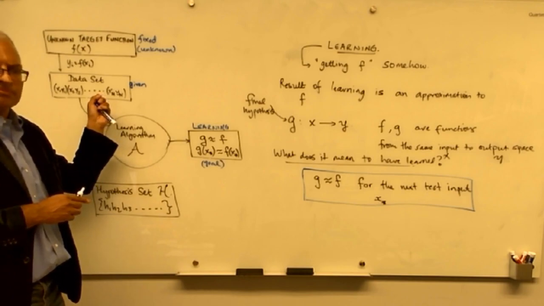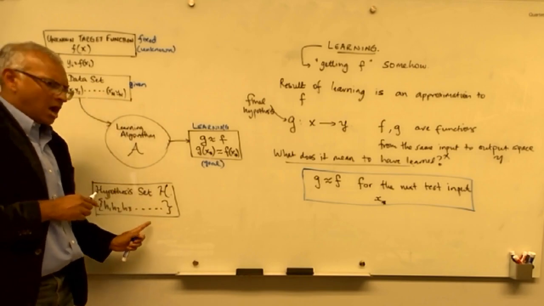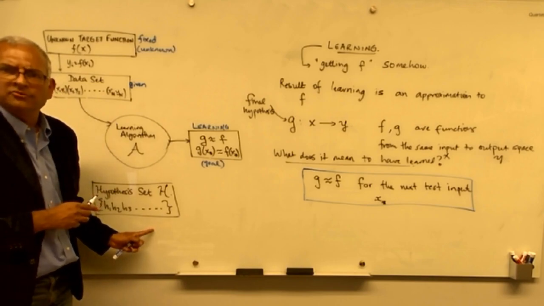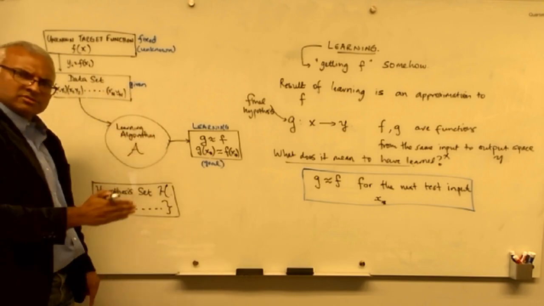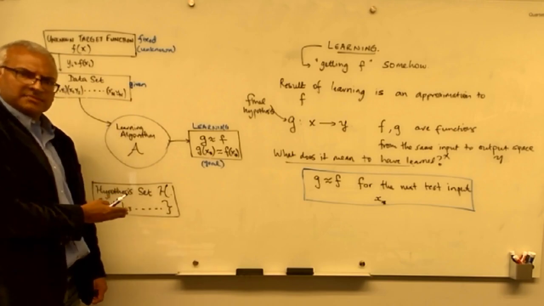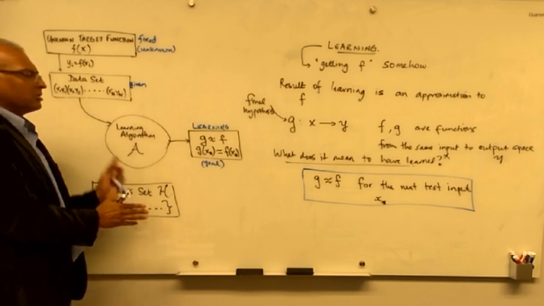Okay, now you might wonder, whoa. How am I going to fix that hypothesis set? How do I know how to fix it? But we're not going to worry about that for the moment. For the moment, we're just setting up a very general framework. And I'm going to argue that it is without loss of generality. So I'm not telling you what to fix it to. I'm just saying it is fixed ahead of time, before you see the data.